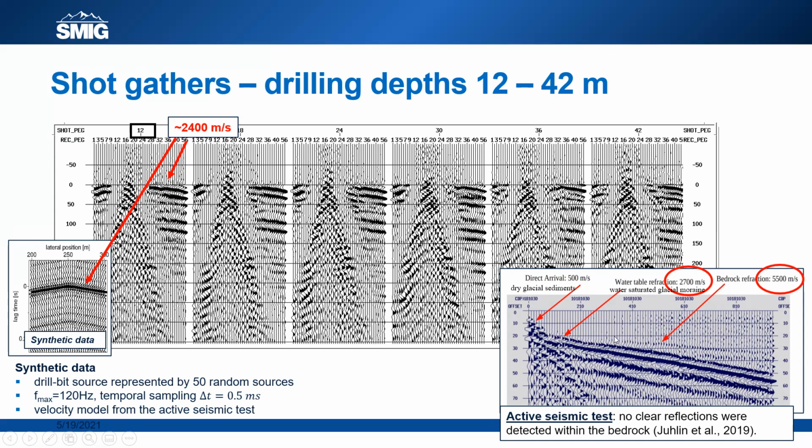However, as you can see, there is another arrival here in the active seismics. This is a bedrock refraction of 5,500 meters per second. We don't observe it here, firstly, because we don't have a long enough profile for this arrival to come in, and secondly, even if we had, it's not really clear that we have a high enough signal to noise ratio to observe that arrival.